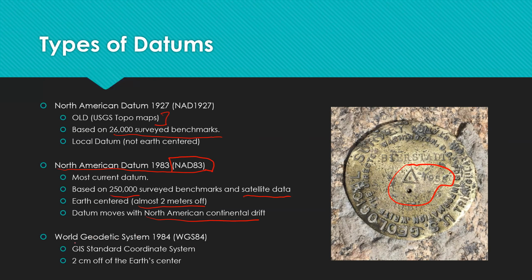Now, the last datum I'll talk about right now is called WGS 84, World Geodetic System 84. It's the standard coordinate system for GIS. Like I said, anytime you go on Google Maps, turn on your phone, you get some coordinates. The lat long is going to be relative to this datum. And it's actually 2 centimeters off of Earth center. So it's the most accurate we have for the lat long coordinate system.